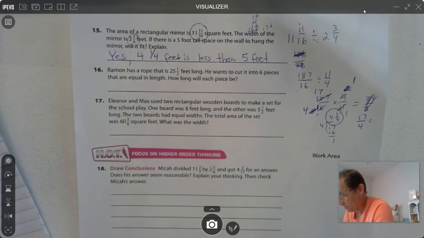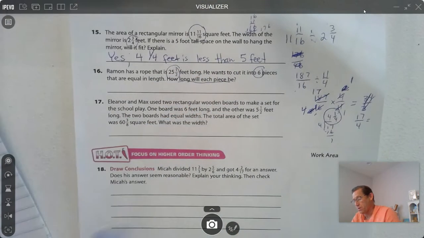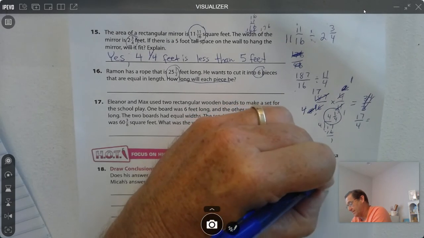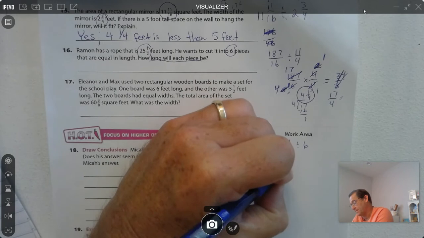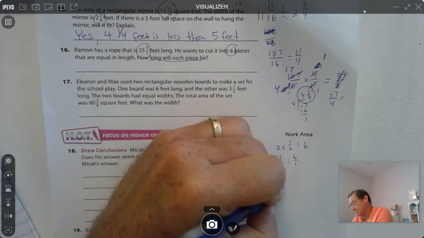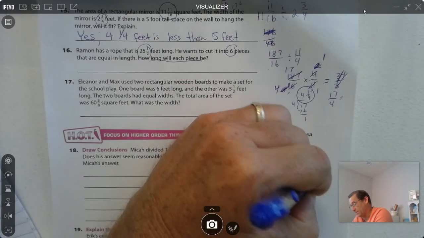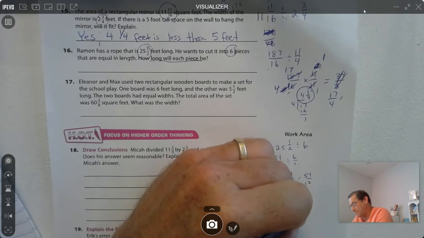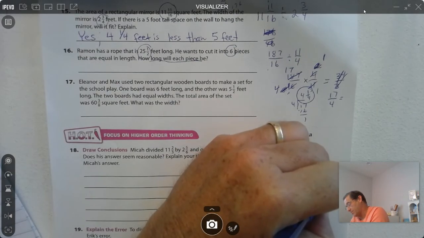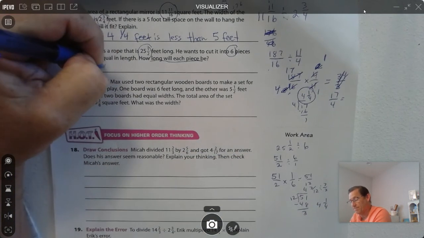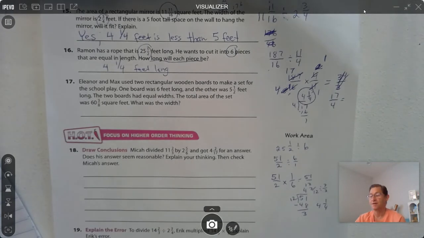16. Ramon has a rope that is 25.5 feet long. He wants to cut it into 6 pieces that are an equal length. How long will each piece be? All right, so we have 25.5 divided by 6. Okay, well, 2 times 25 is 50, plus the extra 1/2, 51 halves, divide by 6/1. Multiply by the reciprocal of 6, and we get 51 twelfths. So we come up with 4 and 3/12, but 3/12 can be reduced by dividing by 3, so we get 4 and 1/4. Each piece will be 4 and 1/4 feet long.